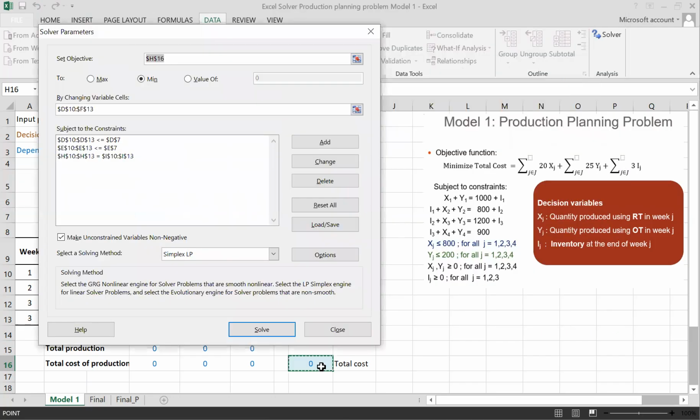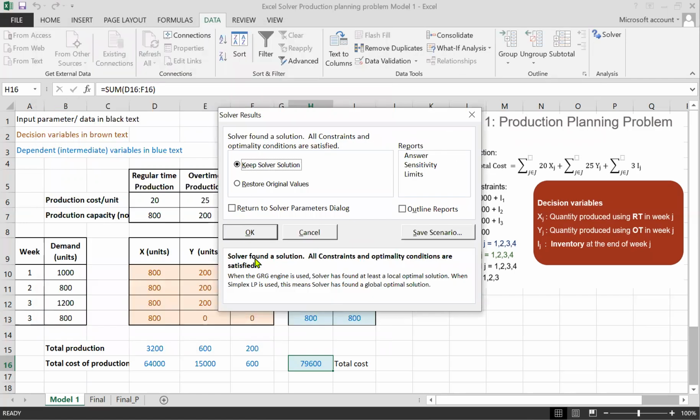So effectively, look at this. The objective function is minimize, the decision variables are mentioned, the capacity constraints are there, and the flow balance constraints are there. Yes, we want non-negativity constraints, so variables are non-negative. We are using the simplex solver, and let's click solve. Solver found a solution. All the constraints and optimality conditions are satisfied.